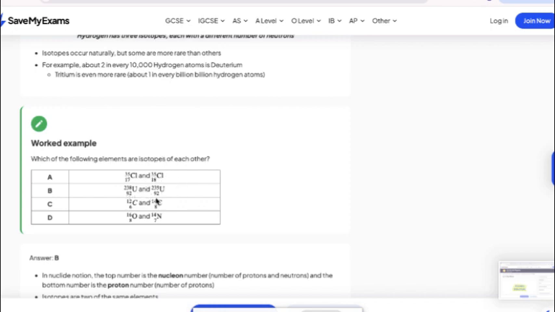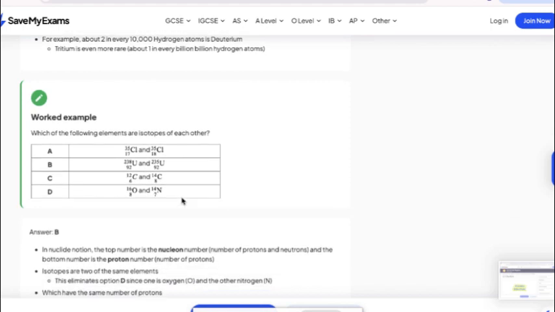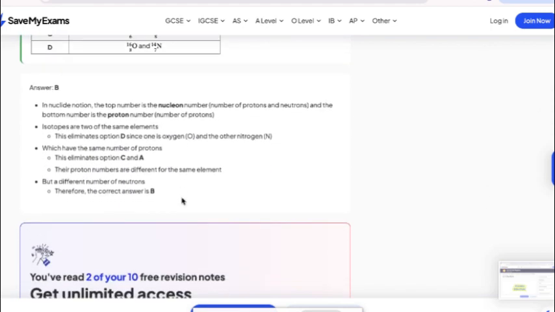A is wrong. B, let's take a look at B. 92, 235, and 238. So B looks correct. B is correct because they have the same number of protons but different mass number or nucleon number. Now let's take a look at C. C is wrong because the protons are not even the same, and D is wrong because the protons are not the same. So the correct answer you can find in a multiple choice exam is B, because they have the same number of protons and different nucleon number or mass number. Okay, the correct answer is B.